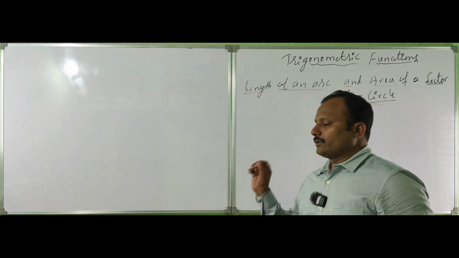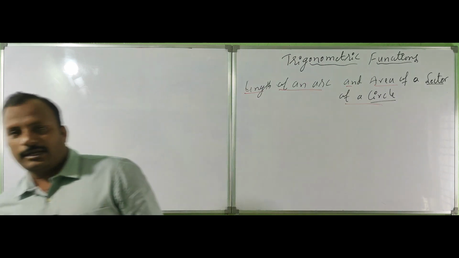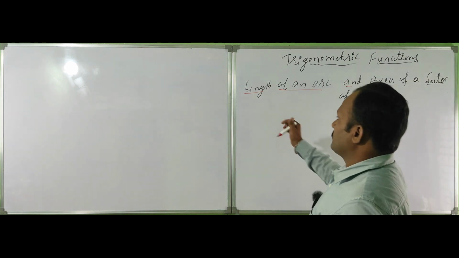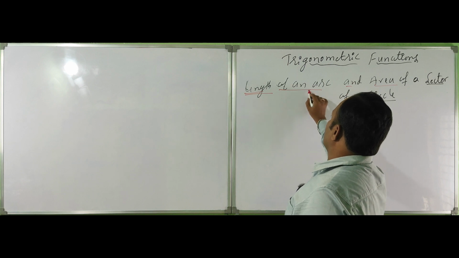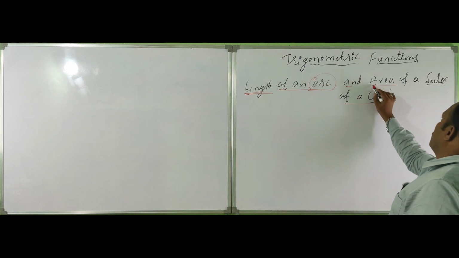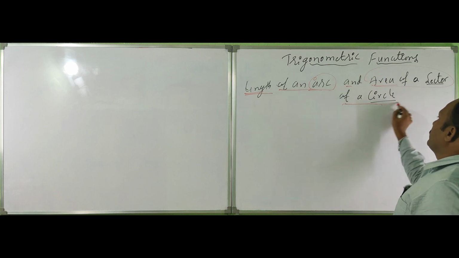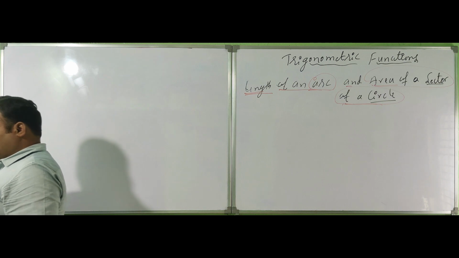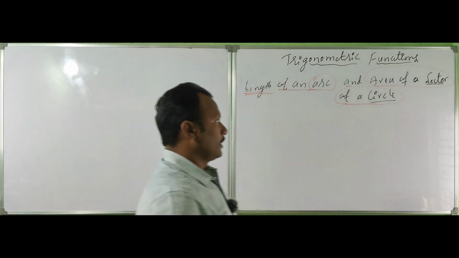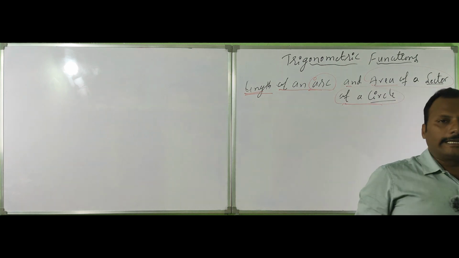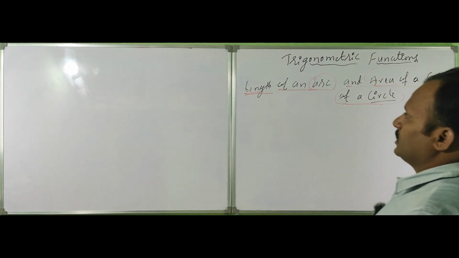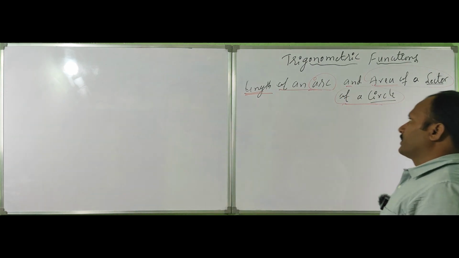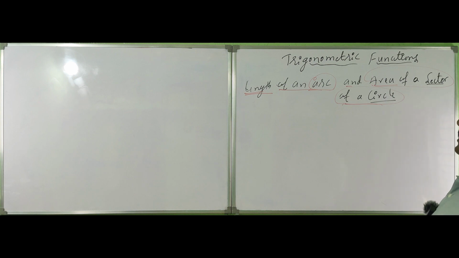Okay, today is the third chapter, the continuation of the previous class, trigonometric functions. The sub-concepts are the length of an arc and the area of a sector of a circle. Yesterday I studied what degree measure is, what radian measure is, and the relationship between degree measure and radian measure. You have already found that one. Today it is the length of an arc.